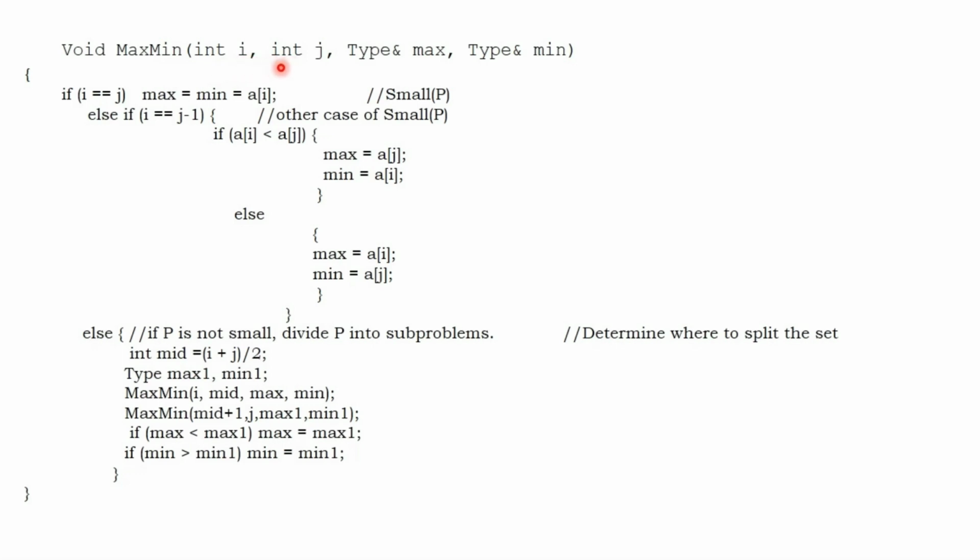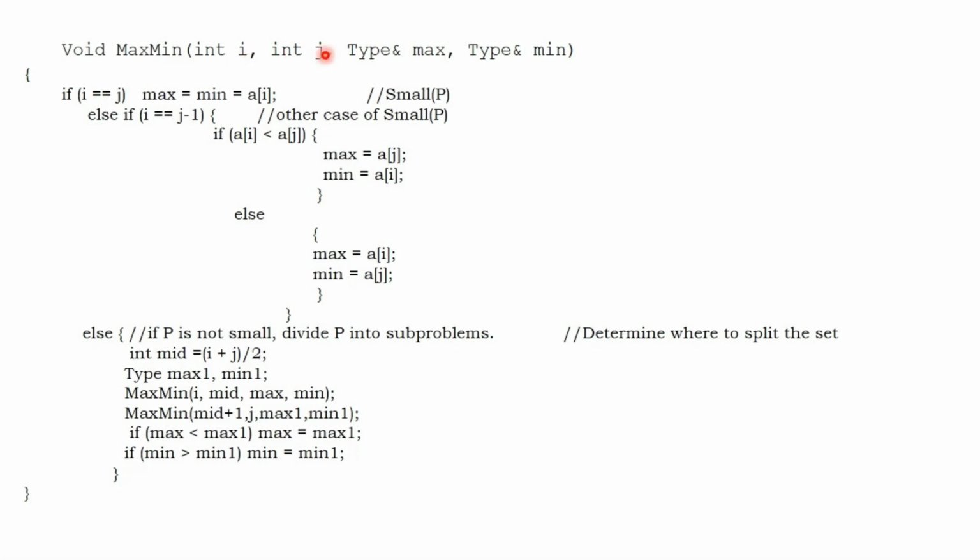So i and j are referring to positions, so both are integers. Type, as we have seen, could be integer, it could be float, etc., based on the type of array that you are going to pass when calling the MaxMin function. This is a reference, ampersand max. We are going to create reference variables max and min in order to store the values of the maximum and minimum elements. Let us see the instance where we have only one element.